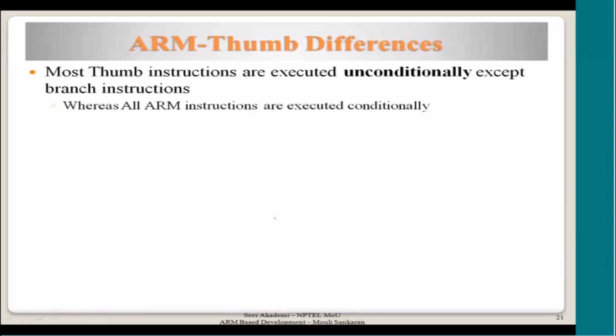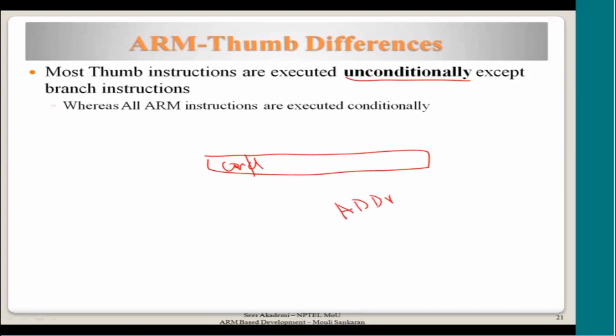And then what are the differences? Most thumb instructions are executed unconditionally except branch instructions. What do I mean by unconditionally? If you remember the instruction format, the first 4 bits are the condition code, correct? So you can say ADD EQ, and then SUB NE. All that we were able to do in ARM state, but it is not possible in thumb state. By default, you can mention only ADD and SUB.